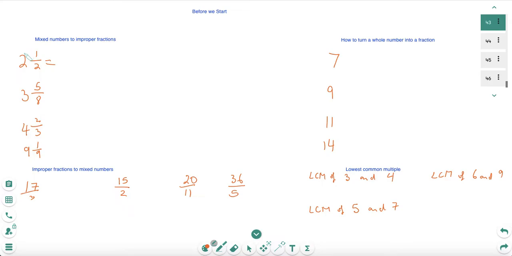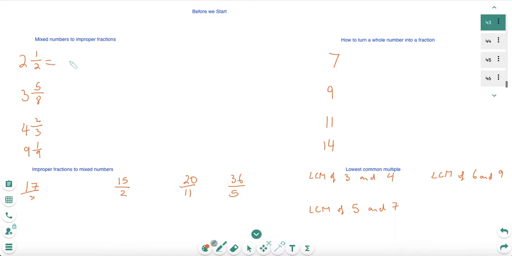This is called a mixed number because it's a mix between a number and a fraction, hence a mixed number. And we want to turn it into an improper fraction. An improper fraction is a fraction where the numerator is bigger than the denominator. So how do we turn a mixed number into an improper fraction?